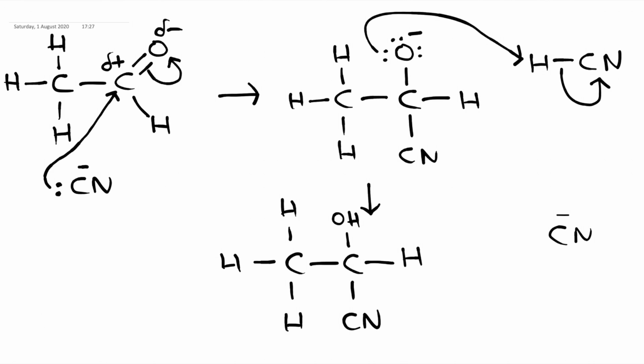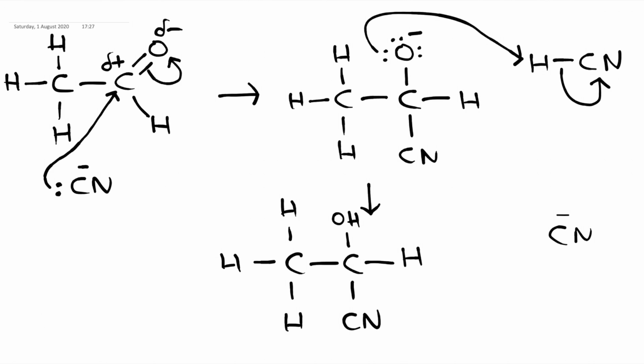Now, there's 2 steps in this mechanism. The first step is the attack of the nucleophile on the delta plus carbon. So a lone pair of electrons attacks the delta plus carbon and the double bond breaks. That is a slow step.